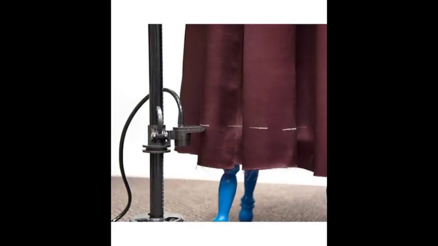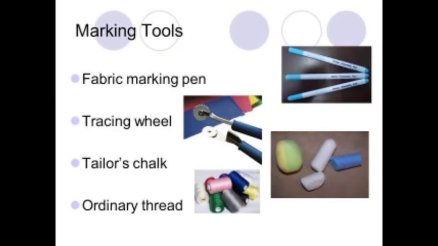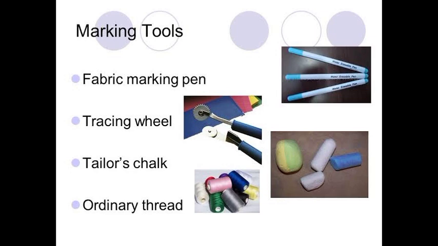Now let's take a look at marking tools. Under marking tools we have the fabric marking pen, the tracing wheel, the tailor's chalk, and then we have the ordinary thread. All of these are used to make marks on the fabric after measurements have been taken. I'm sure you're familiar with the tailor's chalk.